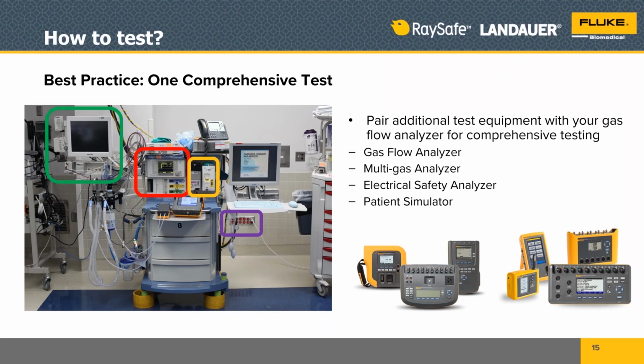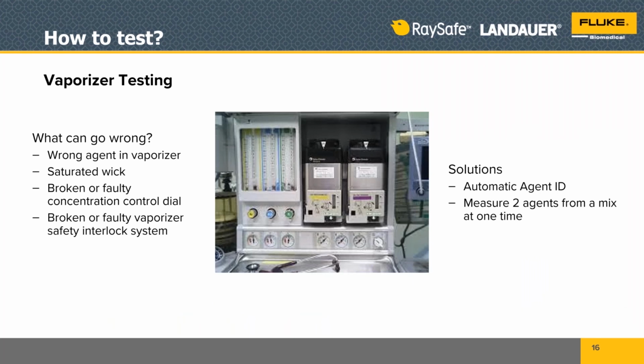Okay. So when we talk about how to test the vaporizer and what can go wrong in the vaporizer, you could somehow get the wrong agent in a vaporizer. It's really tough to do that these days, but it does happen. You could have a saturated wick, you could have a broken or faulty concentration control dial, or the vaporizer system interlock could be broken. Again, these are very low occurrences, but they're not that hard to check. So some of the solutions that you might want to think about are, can I detect agents in a mix? Can I identify that agent in the gas supply without having to know which agent is in there?